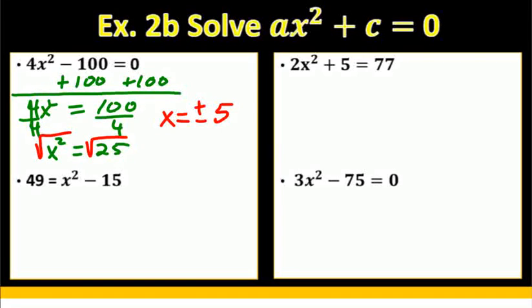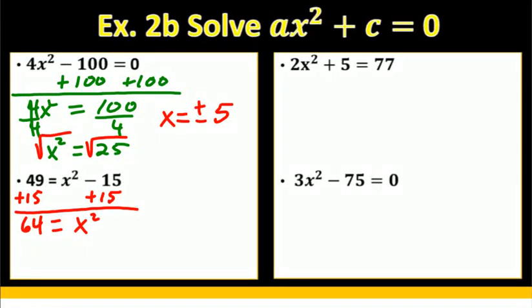Let's look at the second example. 49 equals x squared minus 15. To get the x squared by itself, I need to add 15 to both sides. And when I do that, I end up with 64 on one side equals x squared on the other.